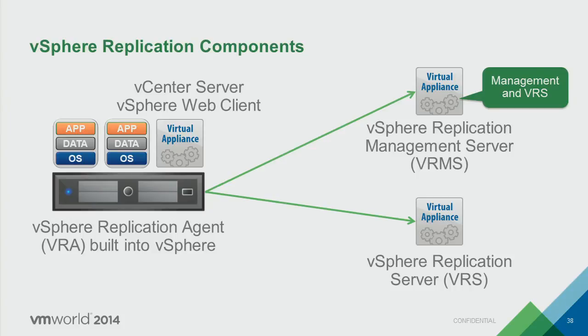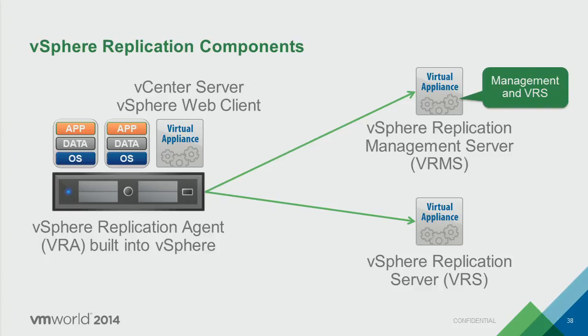Now, if you're replicating a bunch of virtual machines, or you want a little bit of redundancy, you can deploy additional vSphere Replication servers, so not management servers, just VRS, and those are targets. You can optionally deploy anywhere from 0, so you don't have to deploy one of these, because the VRMS also has a VRS component in it, or you can deploy up to 9 for a total of 10 targets in any given vCenter environment, and that's how you would distribute the load across those.